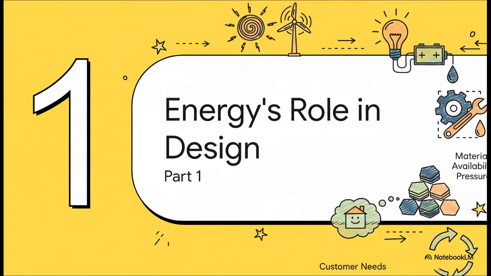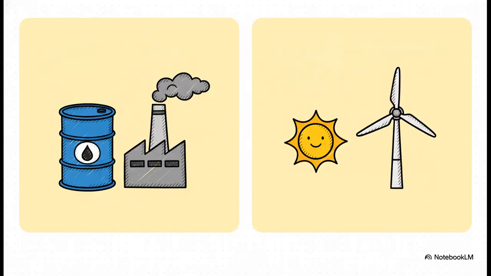You know, deciding how to power a product, it's kind of like choosing the engine for a car. It completely dictates everything that comes after: the product's shape, how much it costs, and of course, its impact on the planet. When it comes to energy sources, they really fall into two main camps.